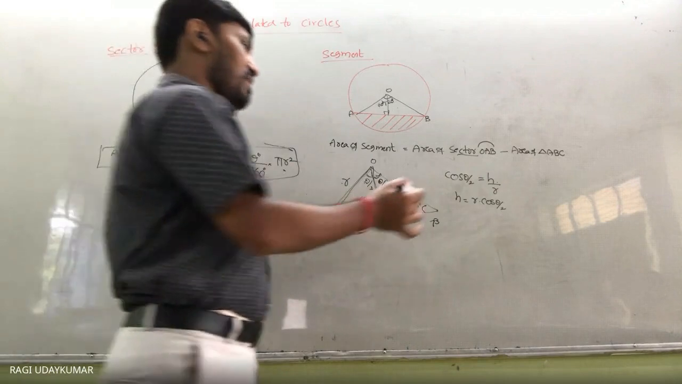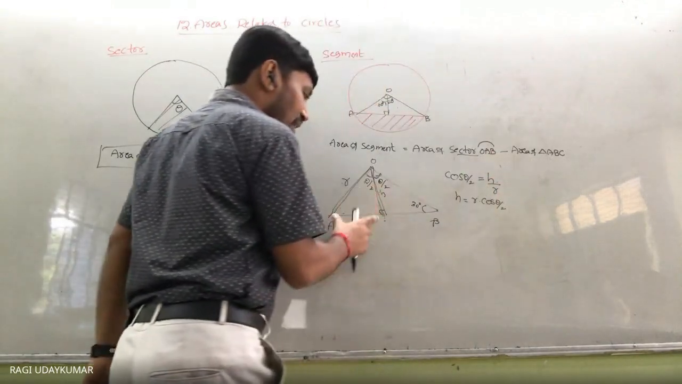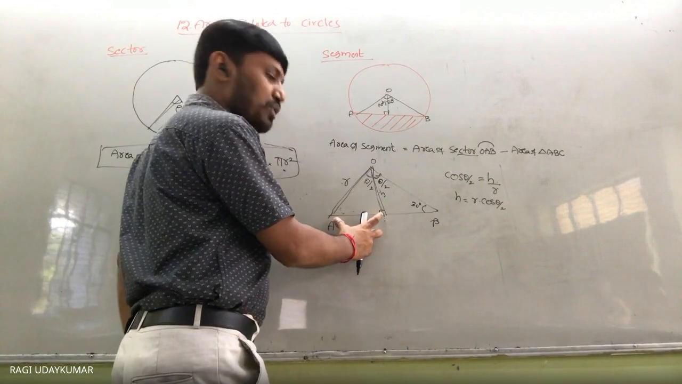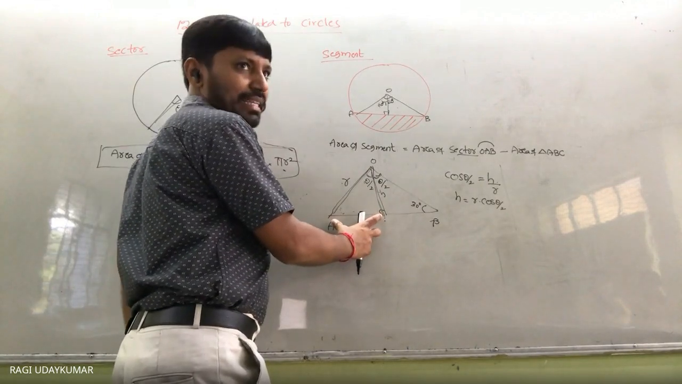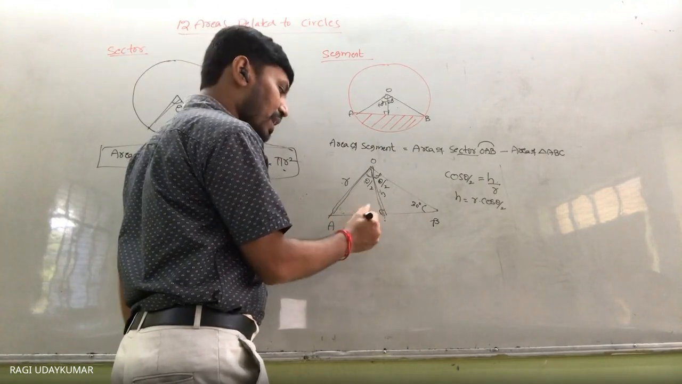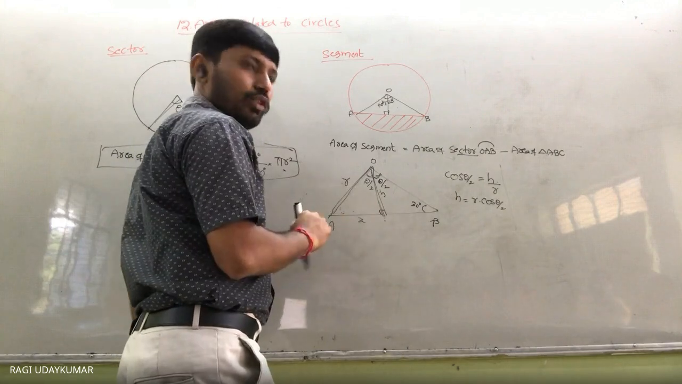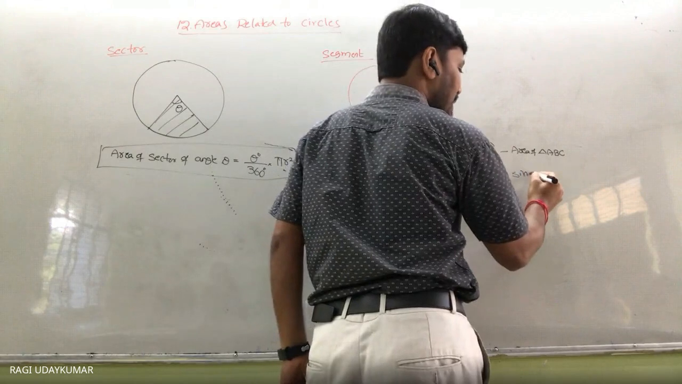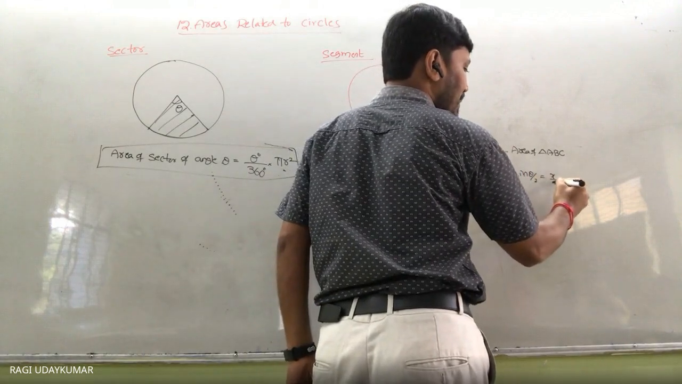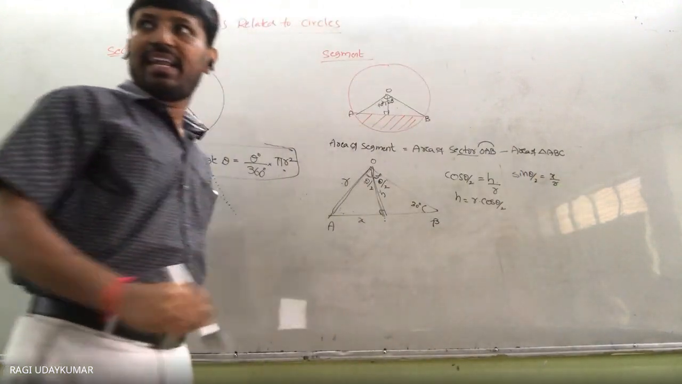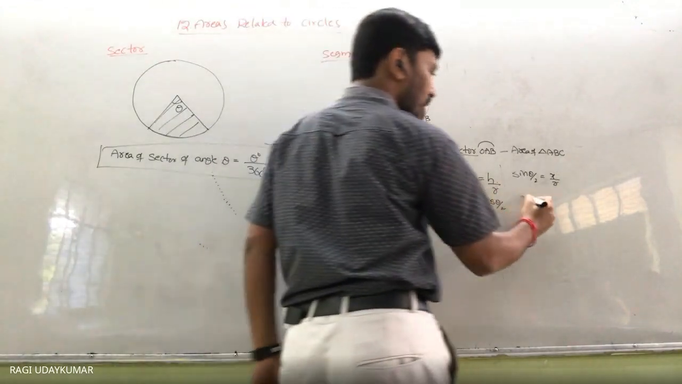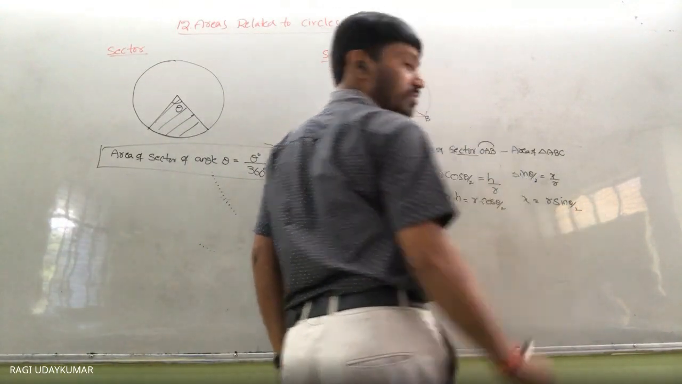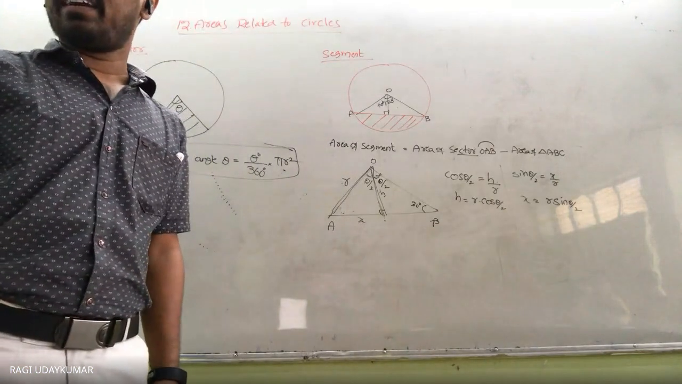Okay, in the same way, what is this one? It will be the opposite side, so we find this out. Consider this as x. So what is sin theta by 2? Sin theta by 2 is equal to x by r, right? From this, what will x be? x equals r sin theta by 2. Is it understood?